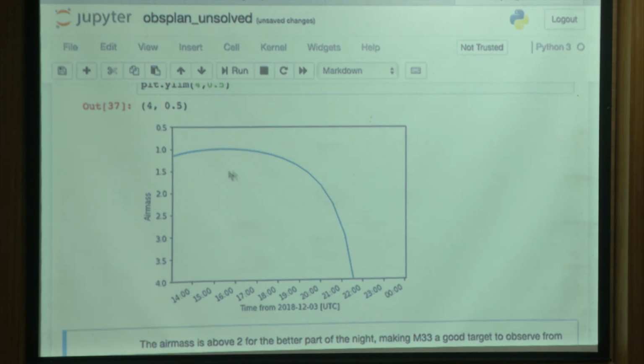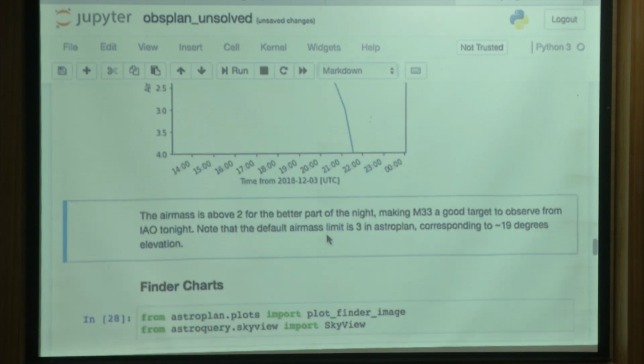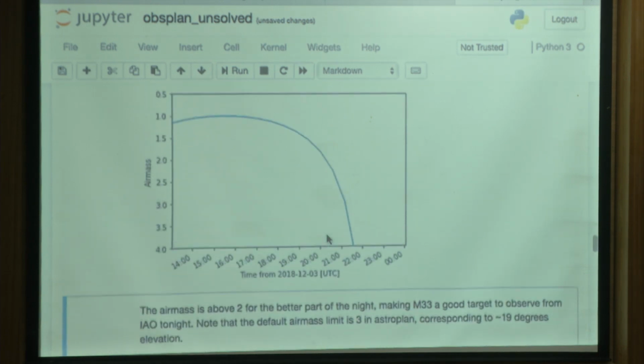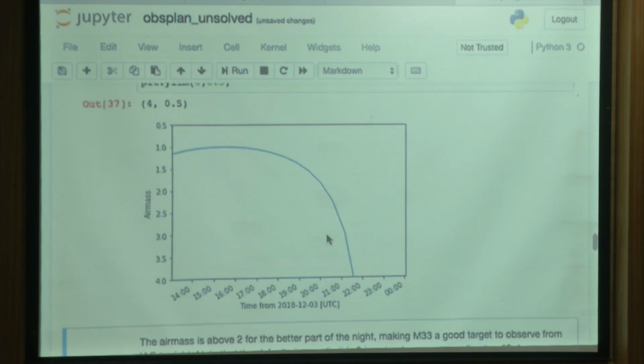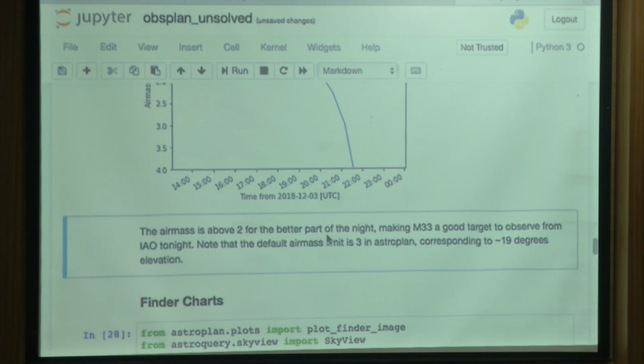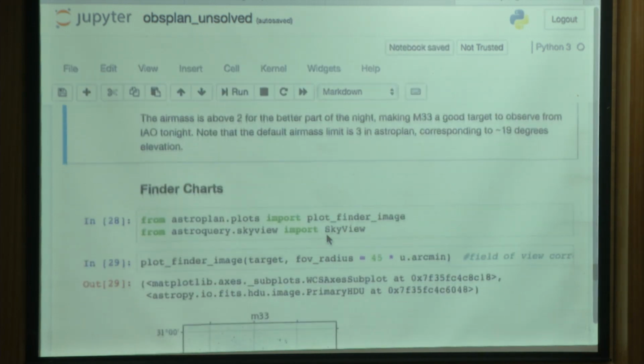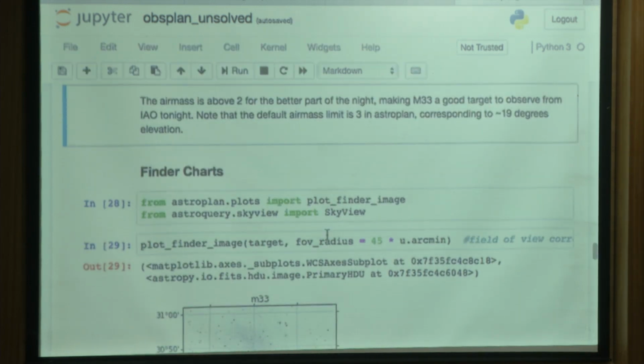So now we obviously want to observe it in this window, where the air mass is the best. We don't want to go beyond this where the air mass falls to around 2. So we plan our observations accordingly so that we finish this target before 20 UTC. So the air mass is less than 2 for the better part of the night. There was a typo there, I said above 2, should be below 2, making M33 a good target from IAO for tonight.